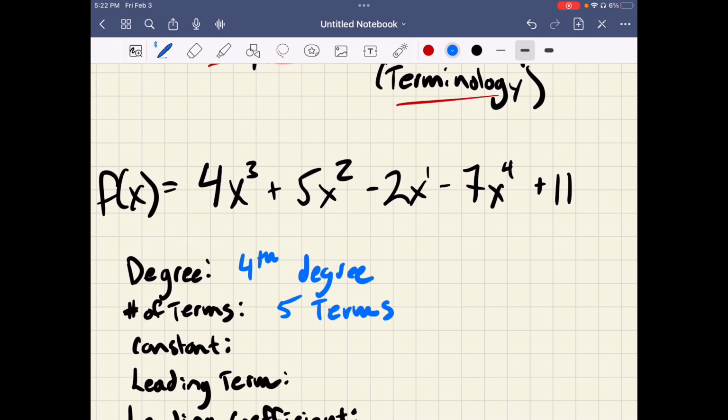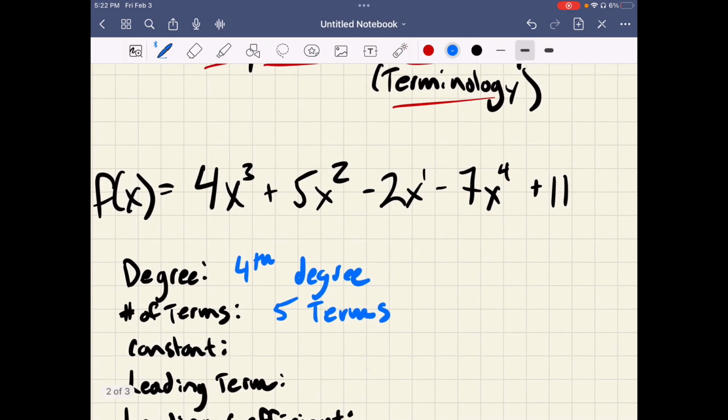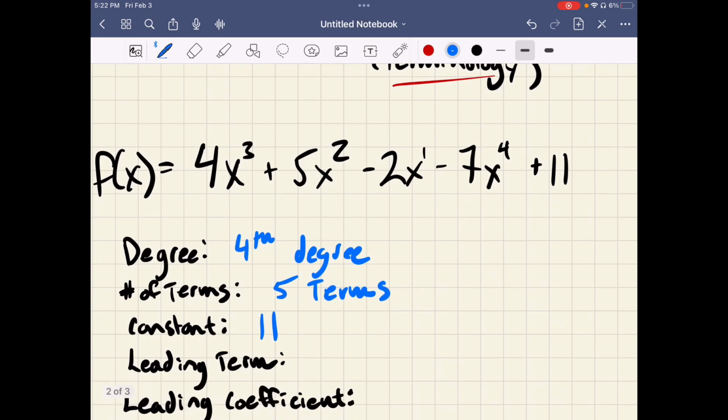Now, the next one we're going to talk about is the constant. A constant is the term that does not have a variable, and in this case that is the 11. So the constant in this particular polynomial is 11.